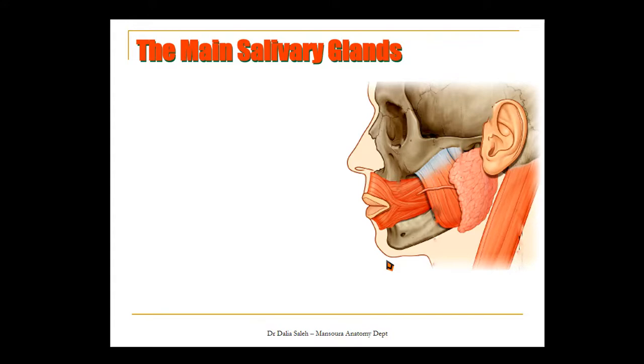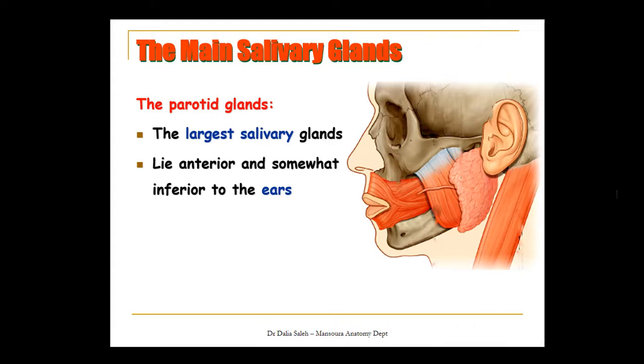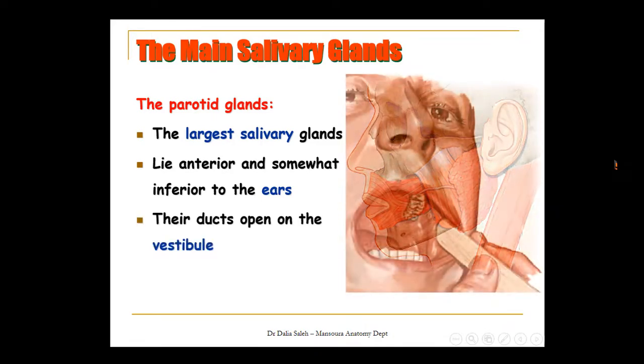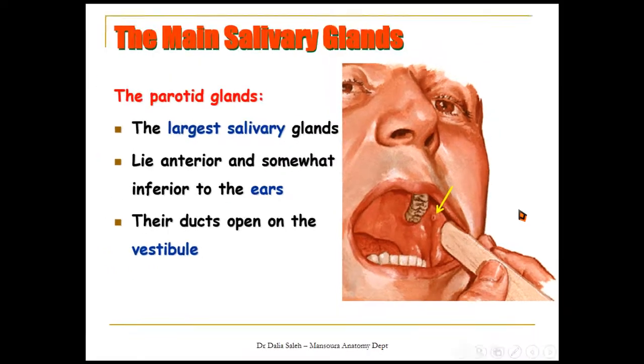If we talk a little bit about each one, the parotid glands are the largest salivary glands. You can see them here. They lie anterior and somewhat inferior to the ears, and their ducts open into the vestibule of the mouth. This place is again the vestibule, and you can see the opening of the parotid duct opposite the upper second molar tooth.